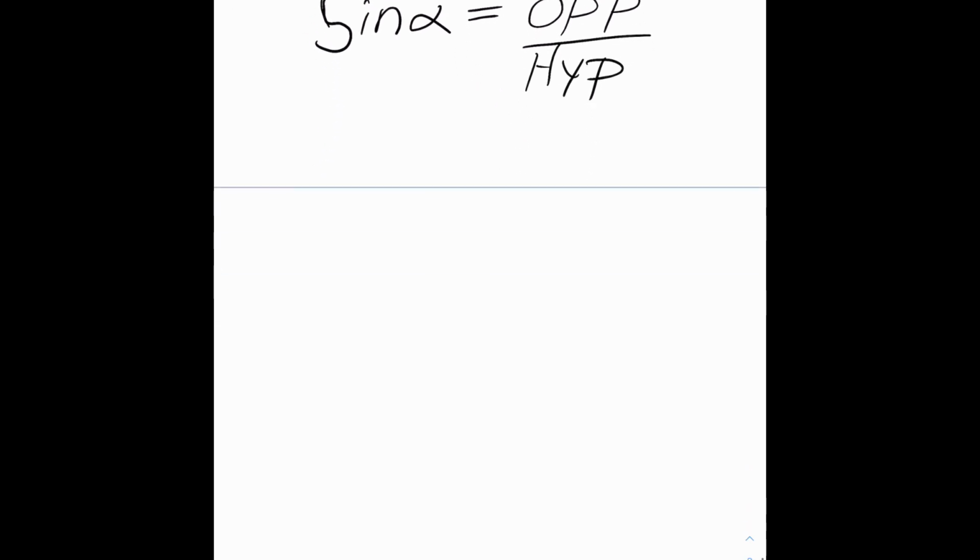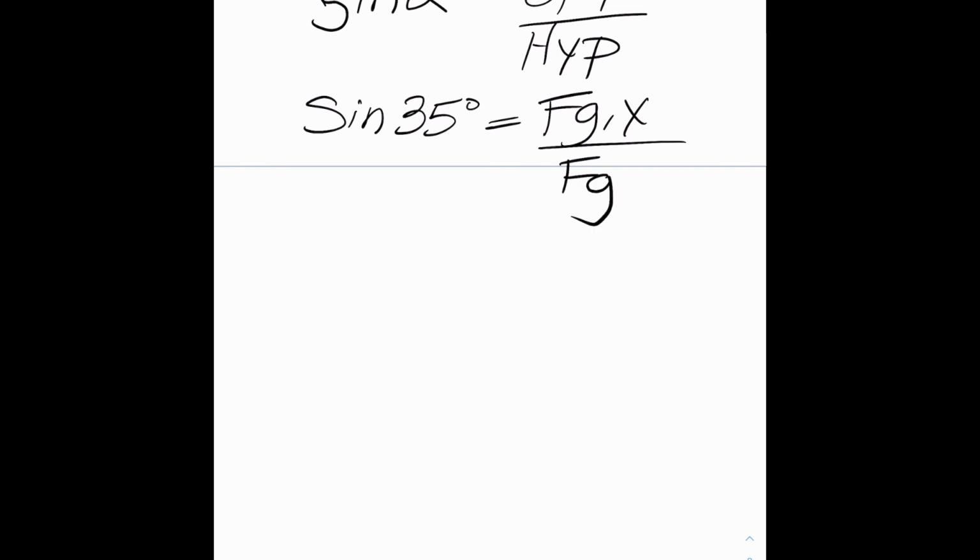All right, we said alpha is 35 degrees. The opposite is FGX. It's weird having the X part be opposite, but that's the way it is based on whatever angle we get. The hip is FG. We know FG is mg, so could you have wrote mg right there? Yes, you could have. So whatever, we'll work with what we have instead.